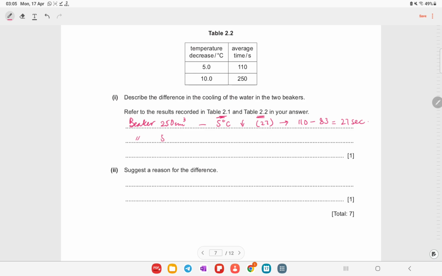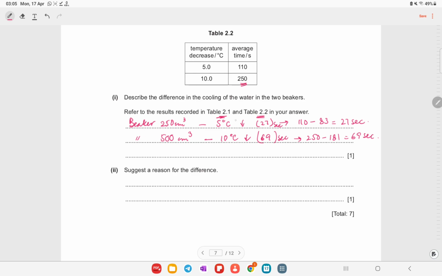In comparison with the beaker which has 500 cm³, and the temperature which was decreased, it's going to be 69 seconds. I'll write it over here. So this is 250, this one, minus the time from table 2.1, which is 181 seconds. So it's going to be 69 seconds. So this is how you do it.